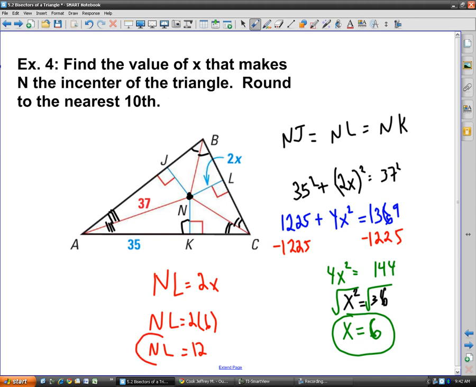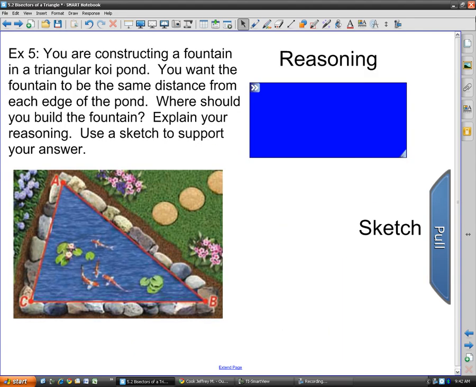All right, so then we're on our final one here. I believe our final example. It says, you are constructing a fountain in a triangular koi pool. Kois are the fish that are down there. You want the fountain to be the same distance from each edge of the pond. So we need to figure out what gives us the fountain in the middle so that it is equidistant from each edge.